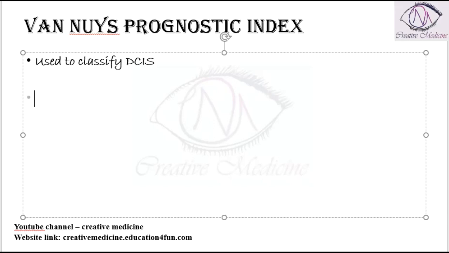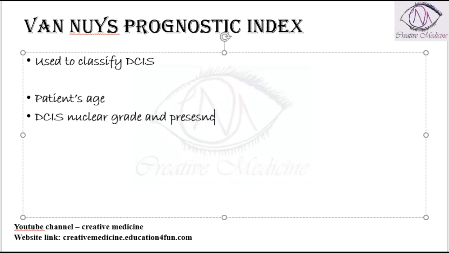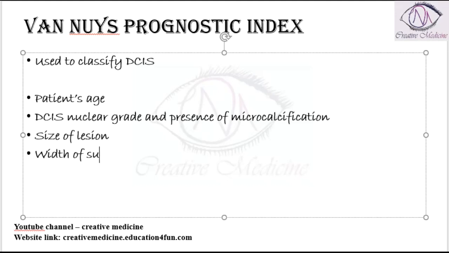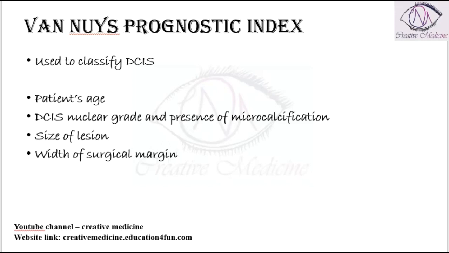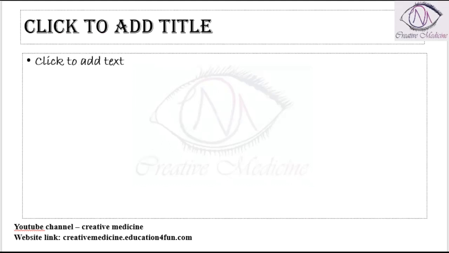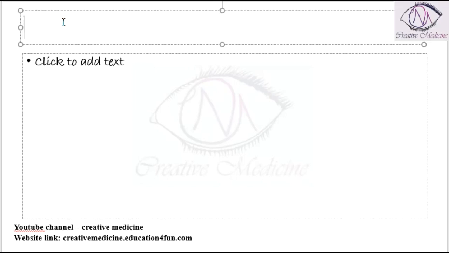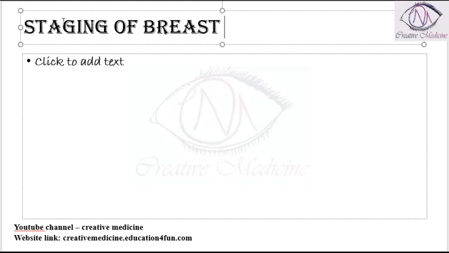this criteria is based on the following: the patient's age, ductal carcinoma in situ nuclear grade, and also presence of microcalcification, size of the lesion, and width of the surgical margin. So, all these are important for the Van Nuys Prognostic Index. Then we have staging of breast carcinoma.